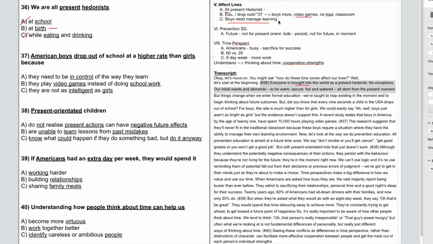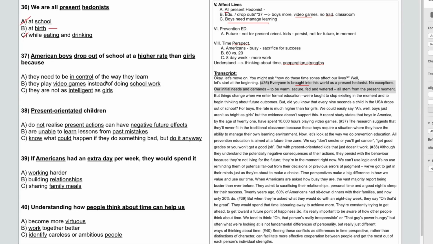Now, I haven't written anything about intelligence, but the speaker does say something about boys not being as bright as girls. So basically, the speaker has given us 3 clues for A, B, and C, making process of elimination that much more difficult. But you really need to pay attention to this last point. Boys need to manage their learning, which would correspond to A.